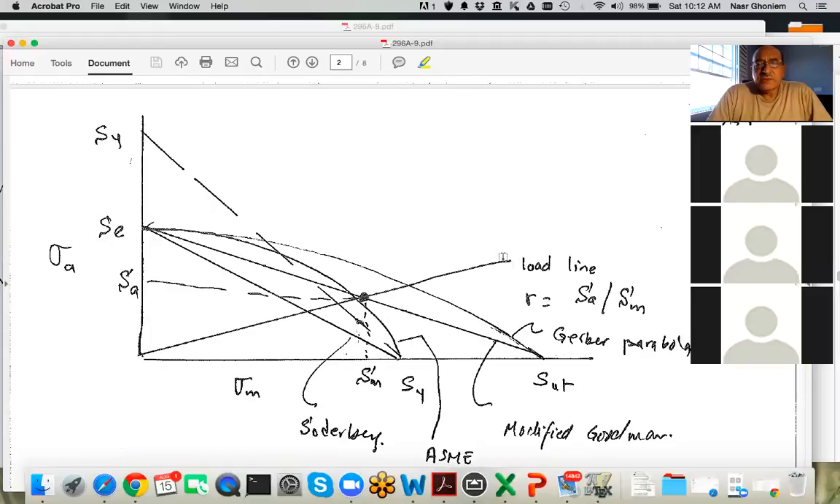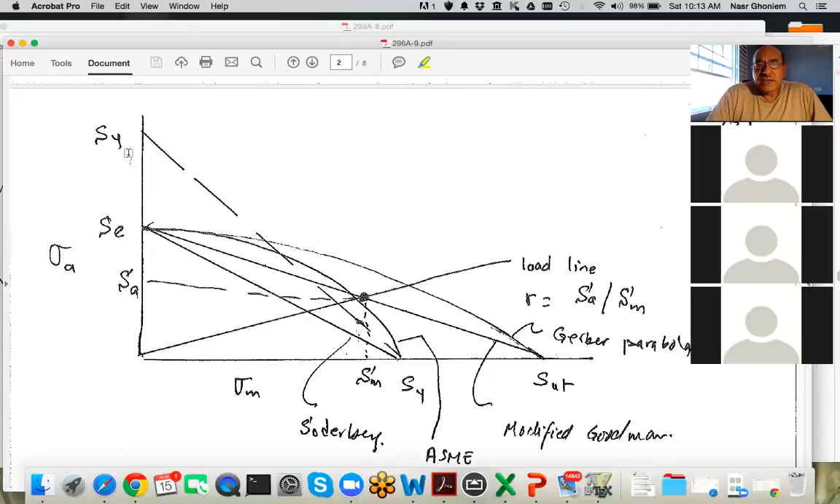And of course, we have to make sure that the design point is inside any of these four different criteria, depending on how conservative we are or how much we want to push the design margin. So if I have a point right here, then it will be safe. If it is right there, then it will not be safe as far as Soderberg is concerned, but it will be safe as far as the ASME and so forth.